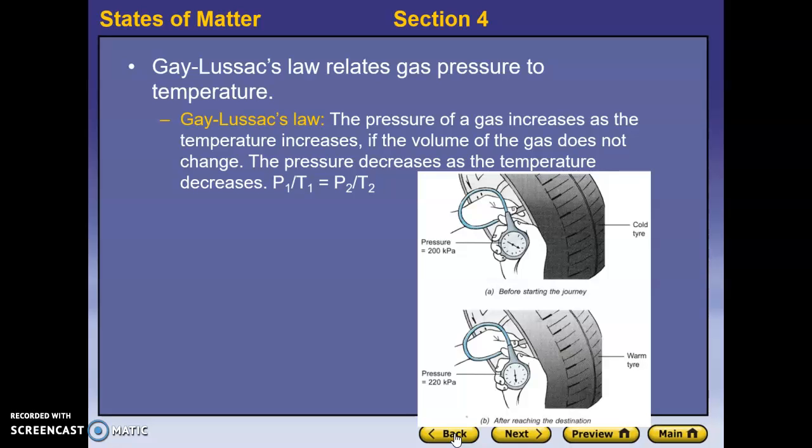So again, we will cross multiply and divide, and we must work with Kelvin temperatures in order for this to work. But you can see an example of this here on the right-hand side. If you have a cold tire and you check the air pressure of the tire, you might get a pressure of 200 kilopascals. But after you have been driving, the friction between the tire and the road causes the gas in the tire to warm up, and with that higher temperature, the pressure has risen to 220 kilopascals. That's very, very common.